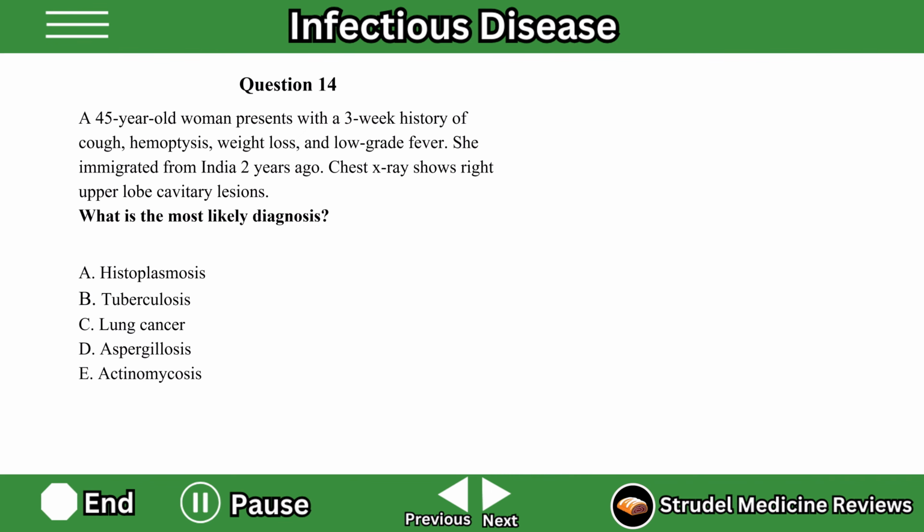A 45-year-old woman presents with a 3-week history of cough, hemoptysis, weight loss, and low-grade fever. She immigrated from India 2 years ago. Chest x-ray shows right upper lobe cavitary lesions. What's the most likely diagnosis? A, histoplasmosis, B, tuberculosis, C, lung cancer, D, aspergillosis, or E, actinomycosis.